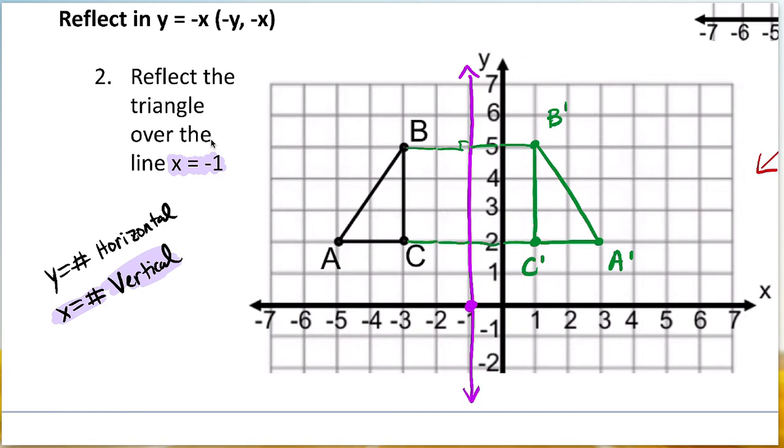And if this was a quiz or something, we would probably have you list the coordinates. To practice that, C here is at 1, 2, A is at 3, 2, and B is at 1, 5.